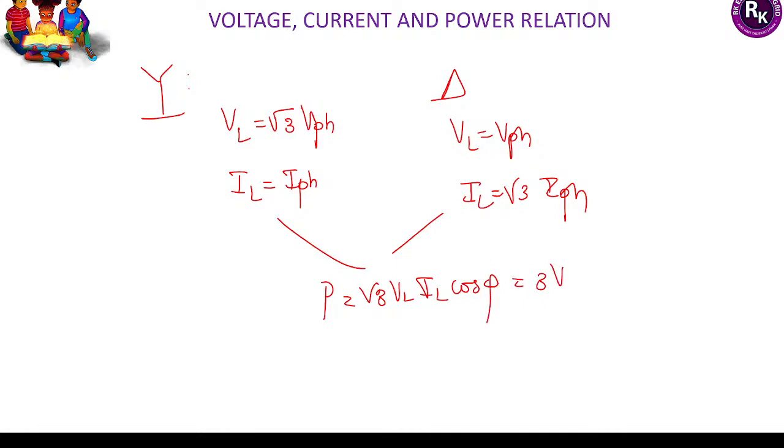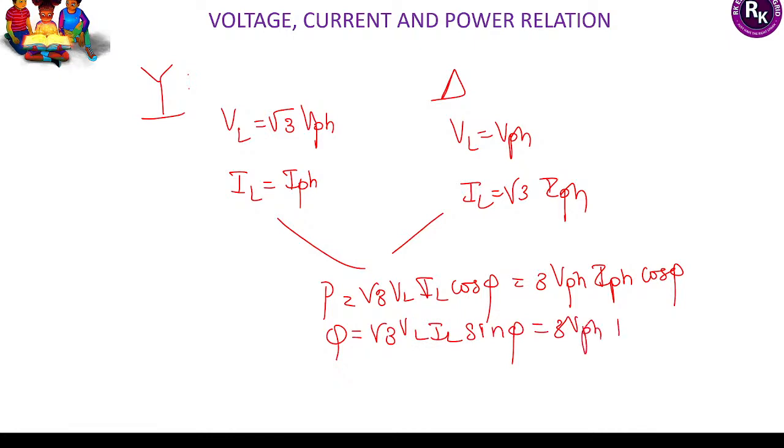In terms of phase voltages, it will be 3 times the per phase voltage, per phase current, into cos phi. Now, while discussing reactive power, this will be root 3 times VL IL into sin phi. In terms of per phase quantities, 3 times V phase I phase sin phi.